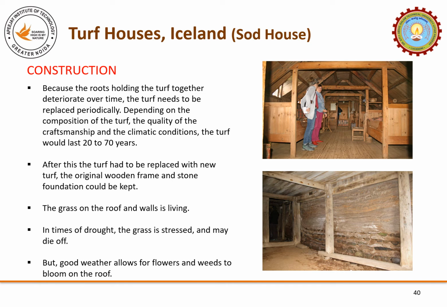After the old turf is replaced with the new, the original wooden frame and the stone foundations could be kept. The grass on the roof and the walls is living. In the time of drought, the grass is stressed and may die off, but good weather allows flowers and weeds to bloom on the roof.